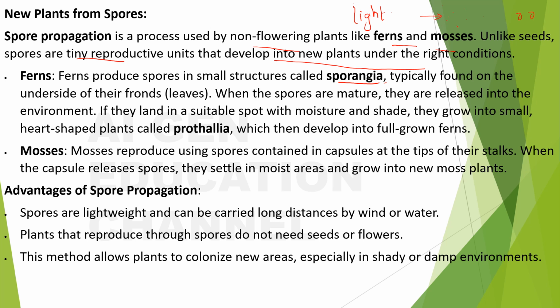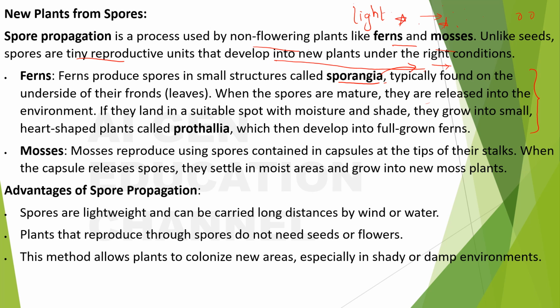First thing, let me make it clear. What is important here? That non-flowering plants like ferns and mosses use spore propagation. And all these things, sporangia, fronds, prothalia, they are just to give you information, to make you more knowledgeable. You need not think, oh, I should learn all these different words, how should I do it? No, nothing. If you can remember, it's well and good, otherwise just leave it. I want you to understand the process, and the important thing is that you should know about ferns and mosses.